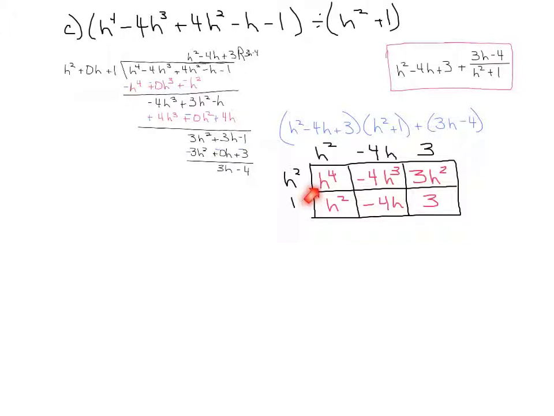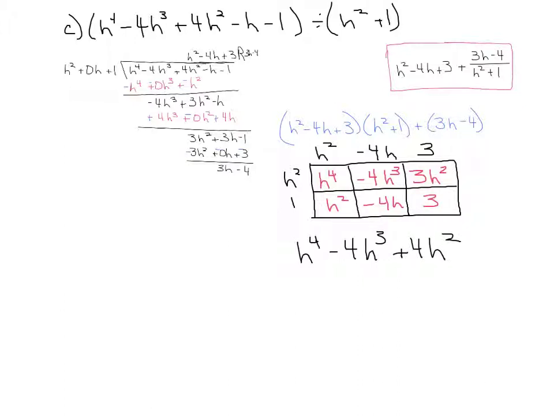So we start with h fourth. There's only one h to the 4th term, there's only one h cubed term, so let's write those out. We get h to the 4th minus 4h cubed. And then there's 3h squared plus h squared. That gives us 4h squared.